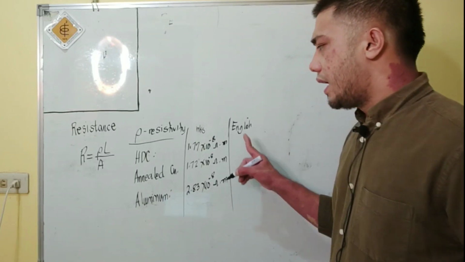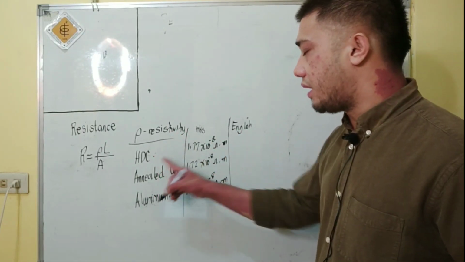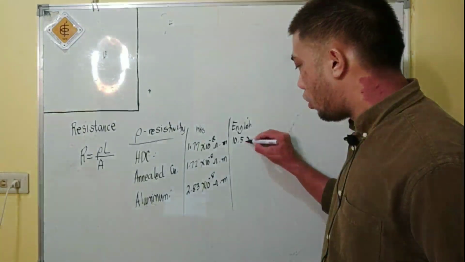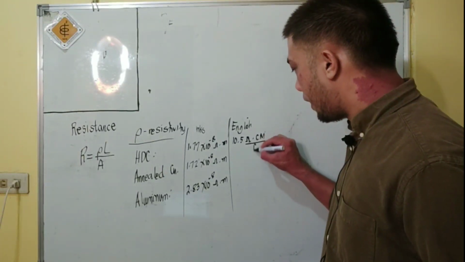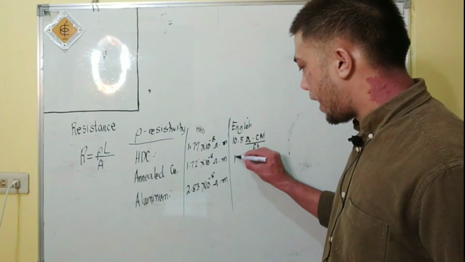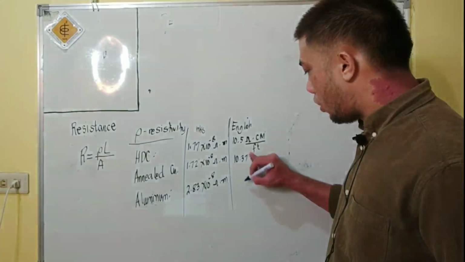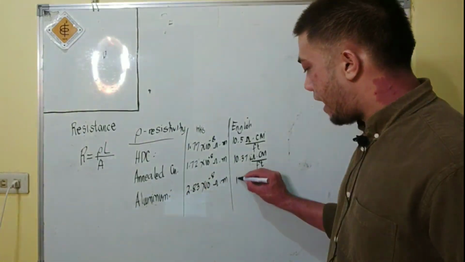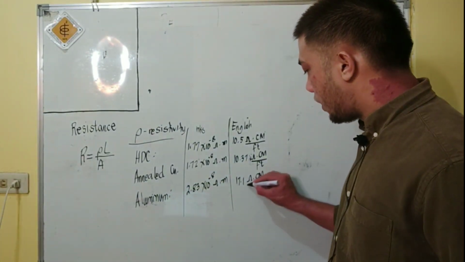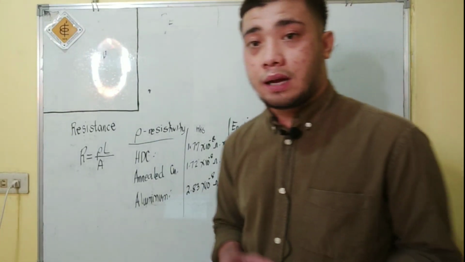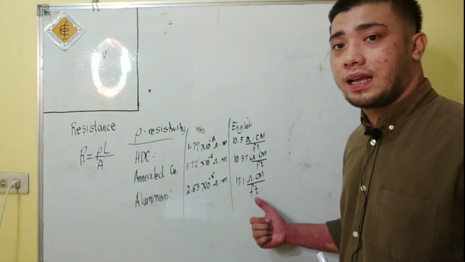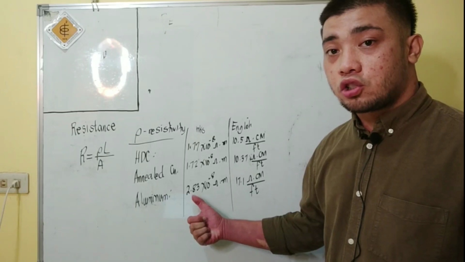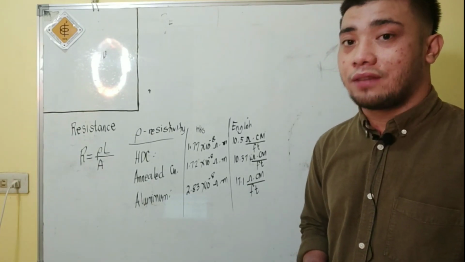For the English unit, the resistivity for hard-drawn copper has a value of 10.5 ohm circular mil per feet. For the annealed copper, we have 10.37 ohm circular mil per feet. And for the aluminum, we have 17.1 ohm circular mil per feet. So, gagamitin nyo ang value ng resistivity depending upon the unit of length and also the unit of area. So that supports the value of our resistivity.